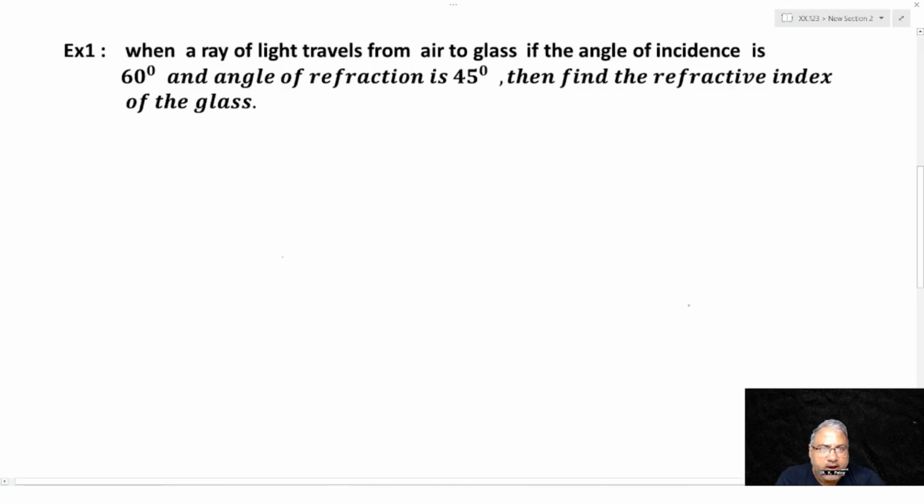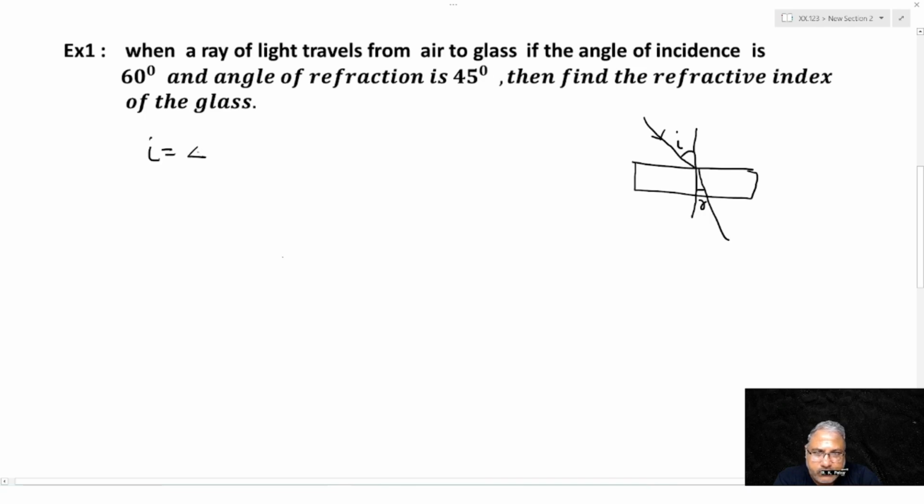Example number 1: when a ray of light travels from air to glass, the angle of incidence is 60 degrees. While reading the problem, you keep on drawing the diagram. This is the medium and this is the normal. This is the incident ray, and the angle between the ray and the normal is I, the angle of incidence. The angle between the refracted ray and the normal is R, the angle of refraction.